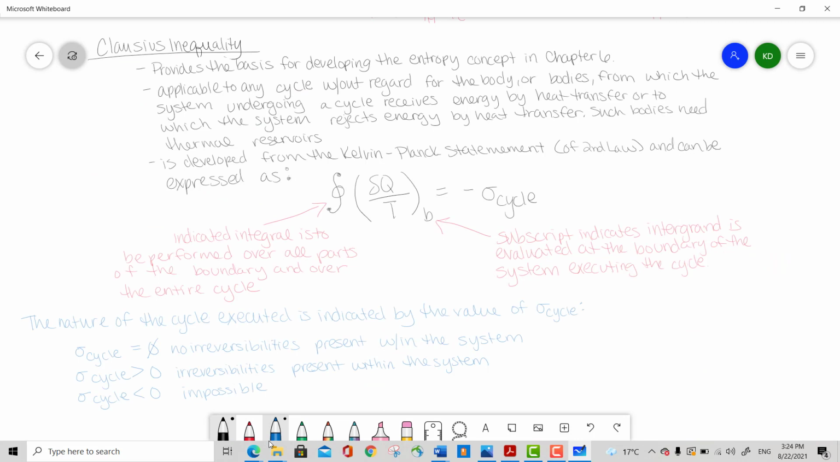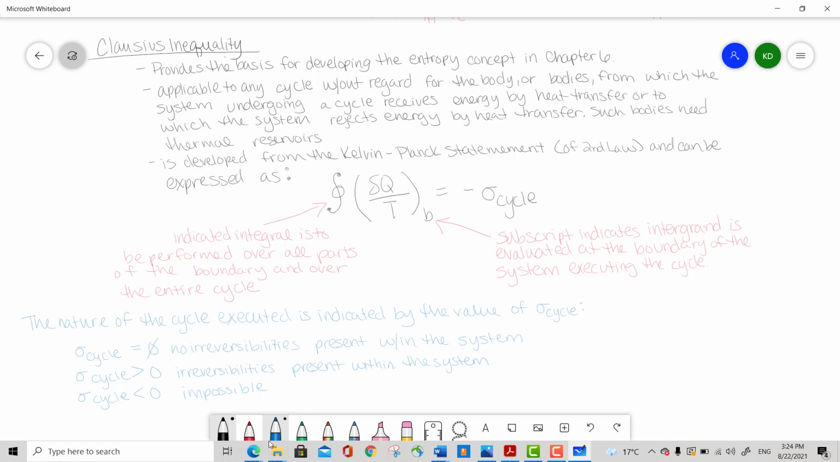So let's talk about the Clausius inequality. This provides the basis for developing the entropy concept that we will discuss in chapter 6. We've kind of already started discussing it, but since this is jumping a little bit ahead into chapter 5, which is where we are discussing the second law, entropy is more covered in chapter 6.